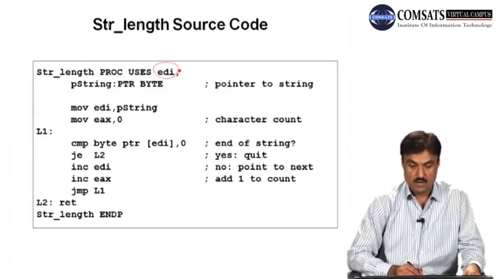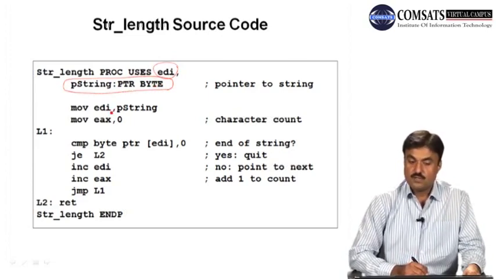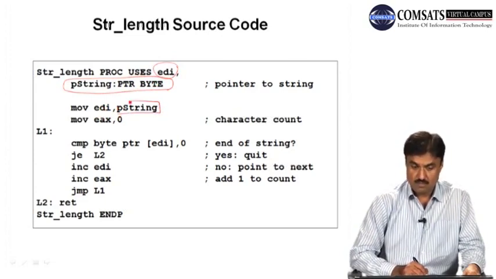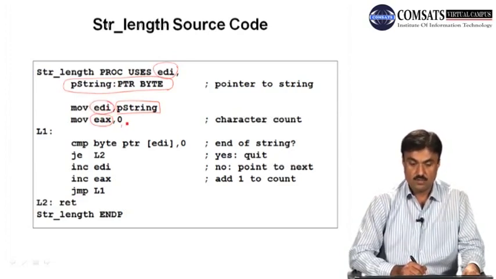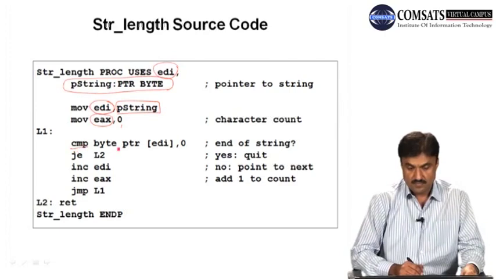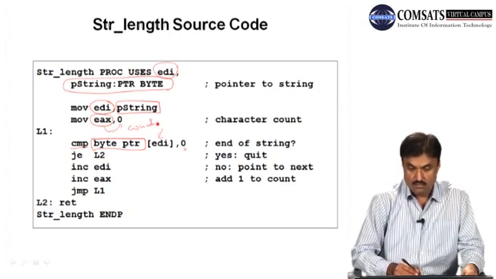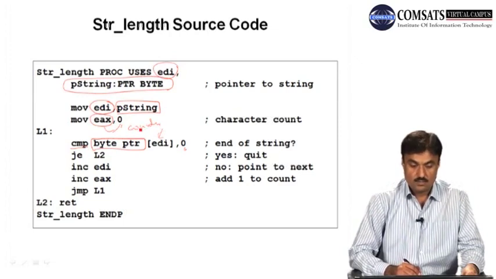This procedure uses EDI only, and it has a reference parameter, the pointer to that array. We use EDI because we are doing a comparison, and EAX has the value 0 because we are trying to find the 0 of the null terminator. So we compare the byte pointed to by EDI with 0, to see whether it is the end of the string or not. EAX will hold the character count.